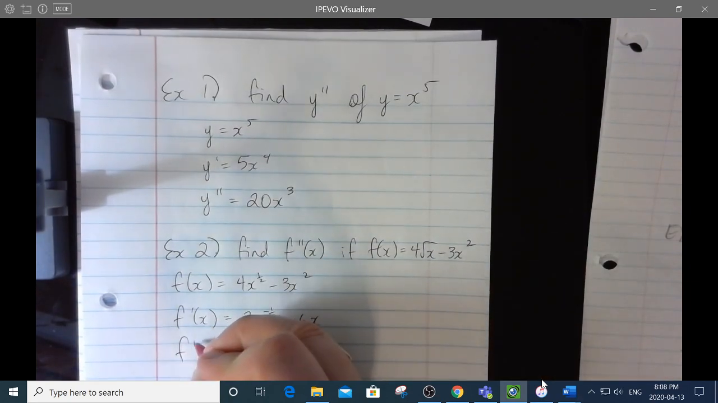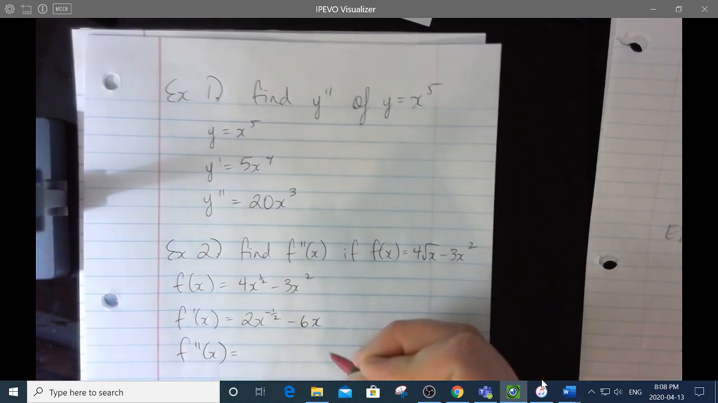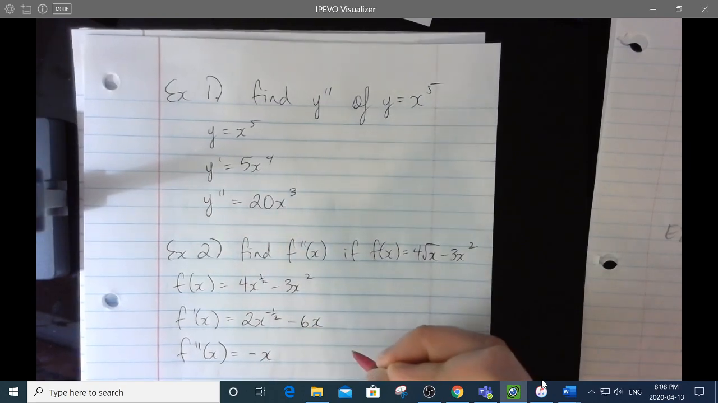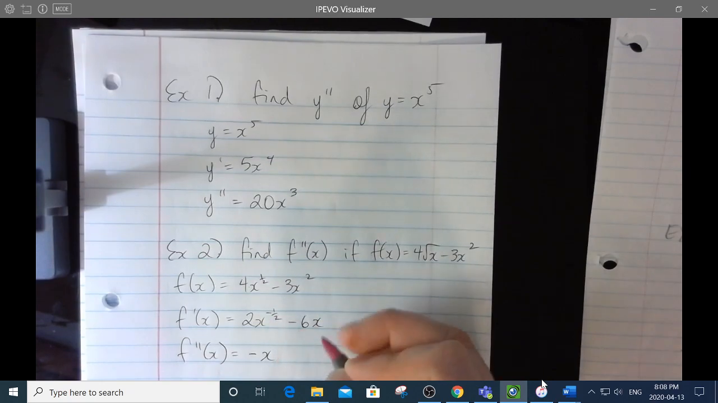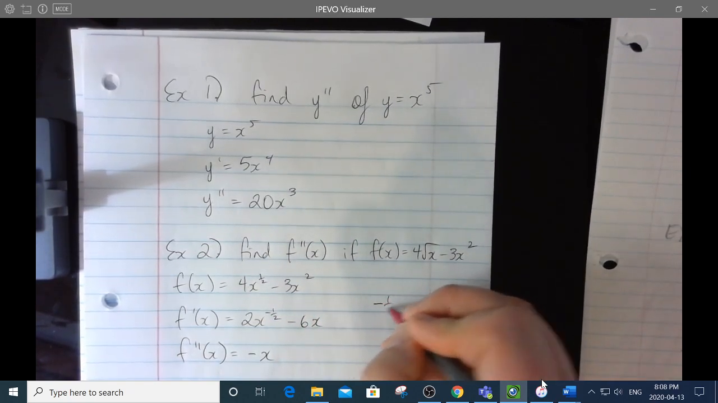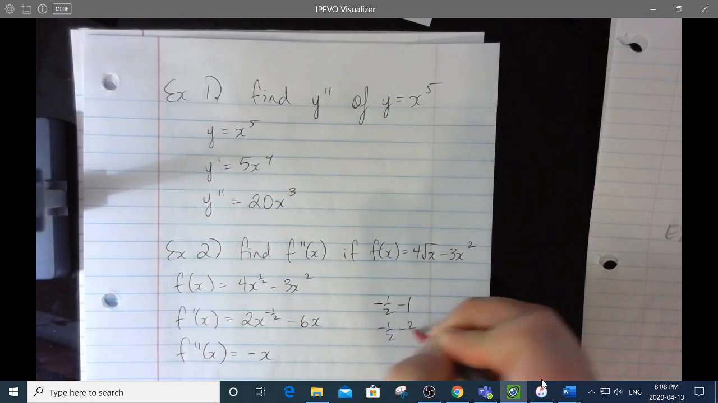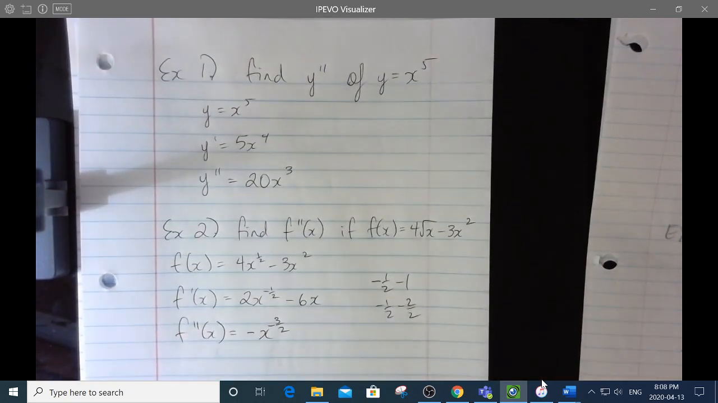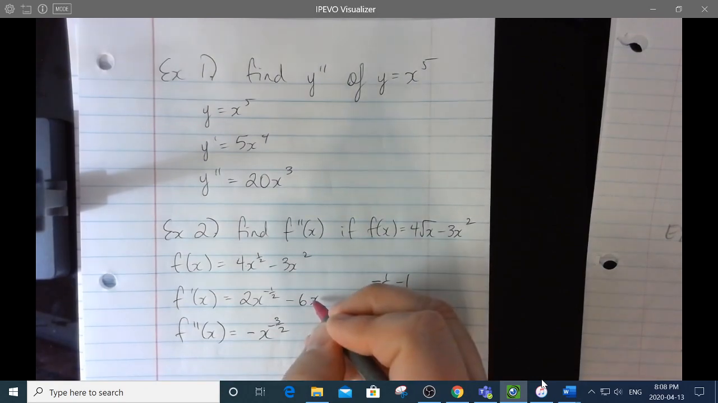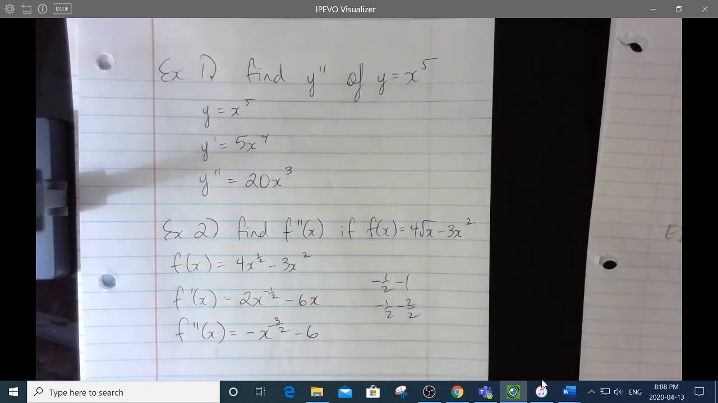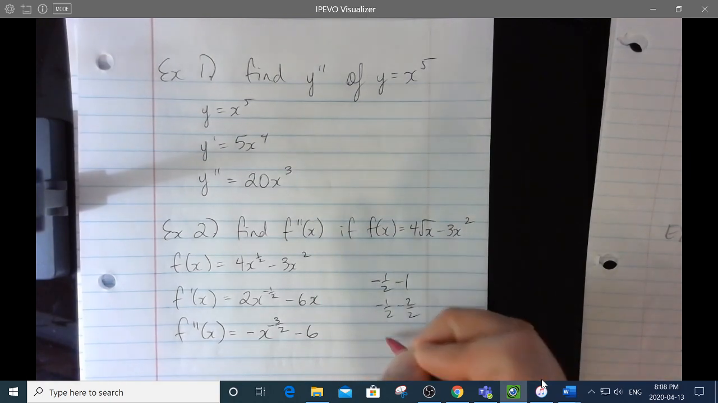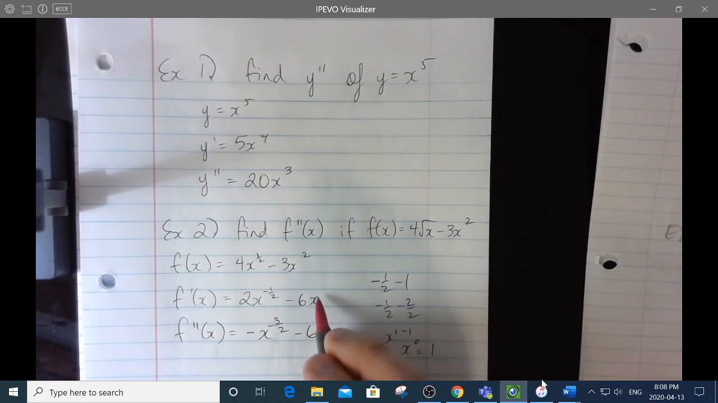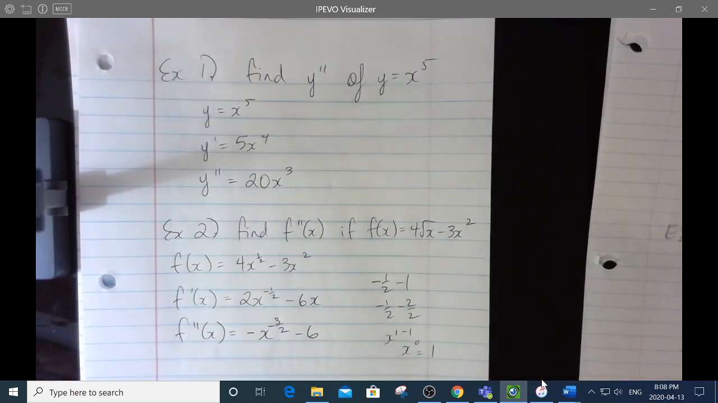Which means that f double prime of x is going to be negative 1/2 times 2, which is negative 1. Right? Half of 2 is 1. And then it's negative 1/2 minus another 1. And if you think about it, negative 1/2 minus 1 is like saying negative 1/2 minus 2/2, which is negative 3/2. And then the derivative of a linear is a constant. Right? Because think about it, that's x to the 1 minus 1, which is x to the 0, which is 1. So 1 times 6 is still 6. Right?